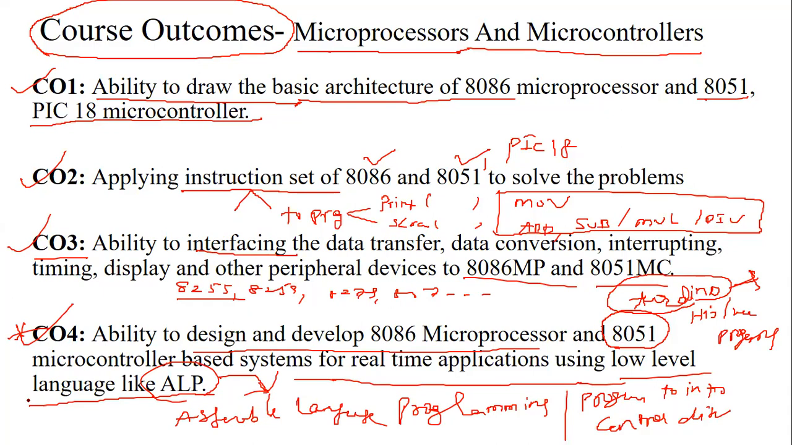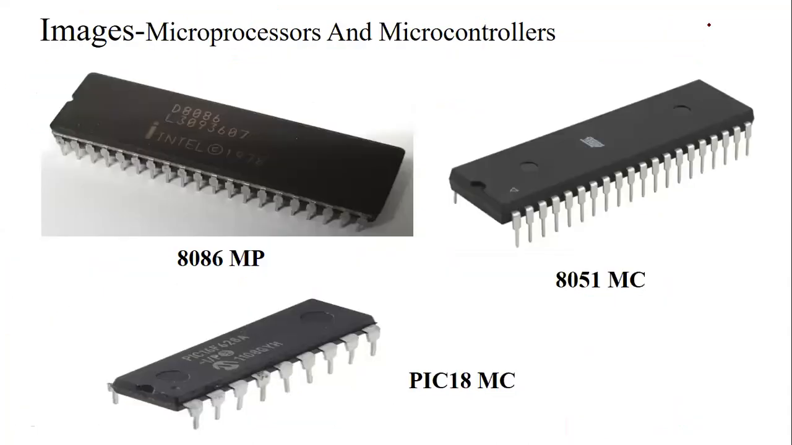Okay, so these are the four devices. We can see small images of microprocessors and microcontrollers. Now you see this, this is what a microprocessor looks like. Remember, this is a microprocessor. This is what a microcontroller looks like. This is what a PIC18 microcontroller looks like.